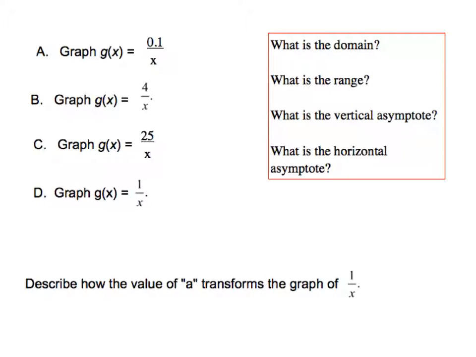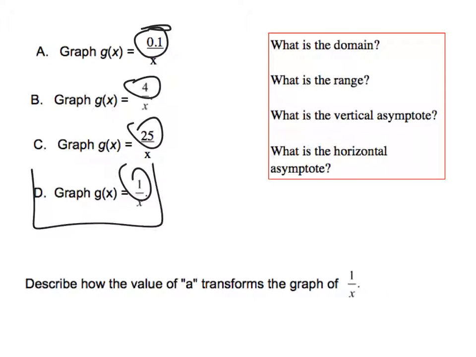So as we use Desmos to look at all of these different graphs, you can take some time to look at them. I just wanted you to see what happens to these graphs based on what the value of a is in the numerator as it gets bigger and smaller. So letter D down here is the parent function y equals 1 over x. And what I wanted you to see is the smaller the value of a, like 0.1, is very close to the origin, 25 pushes it further and further away from the origin.